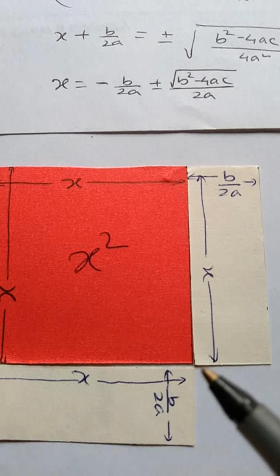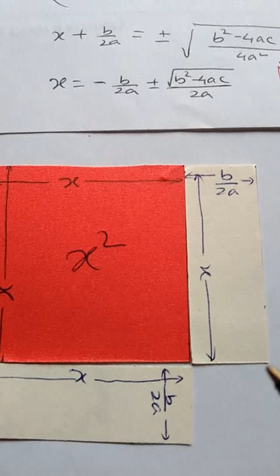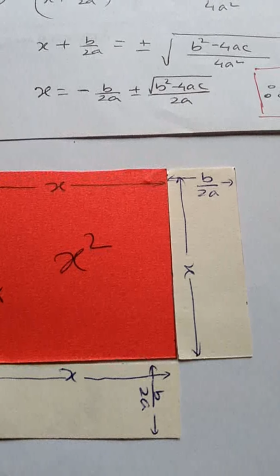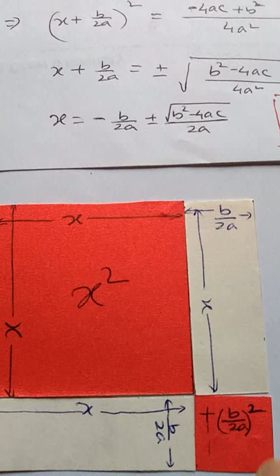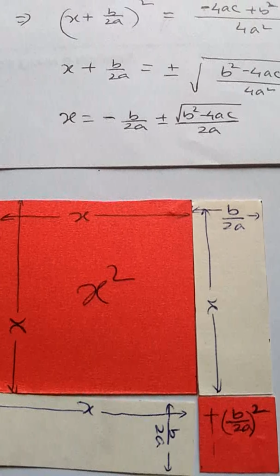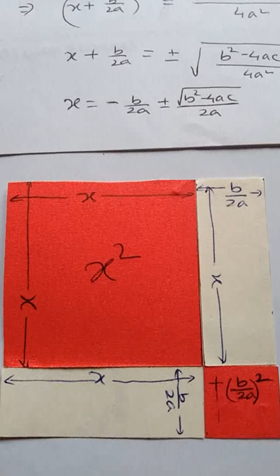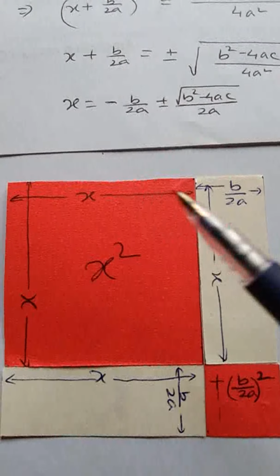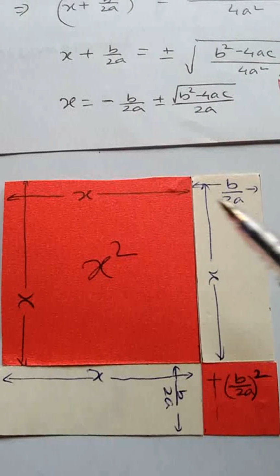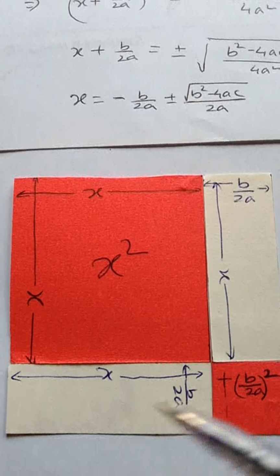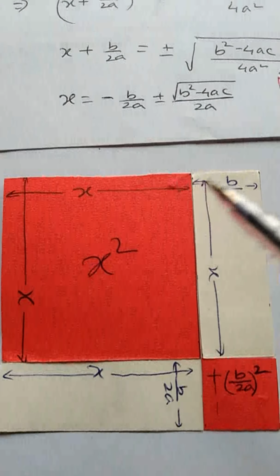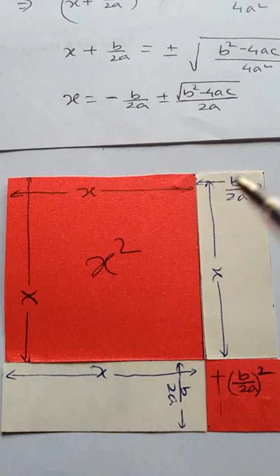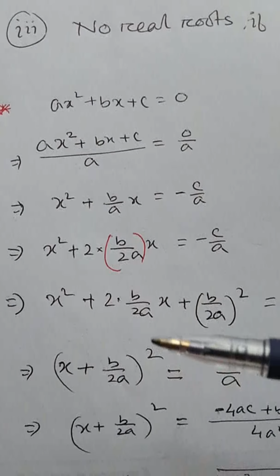So now if we add one square here whose length is b by 2a, what will happen? It will complete one square whose side will be x plus b by 2a. This side also x plus b by 2a, and this side also x plus b by 2a. So this will be one complete square whose side is x plus b by 2a, and the area will be x plus b by 2a whole square. And the same thing we have done here also, x plus b by 2a whole square.